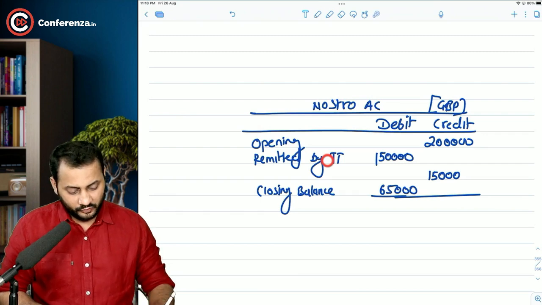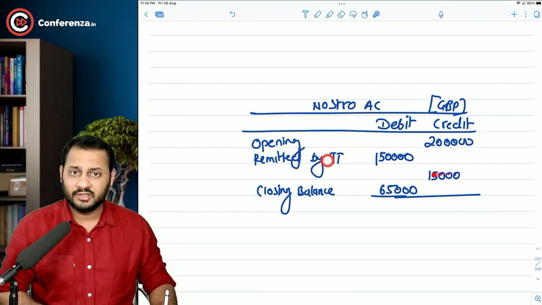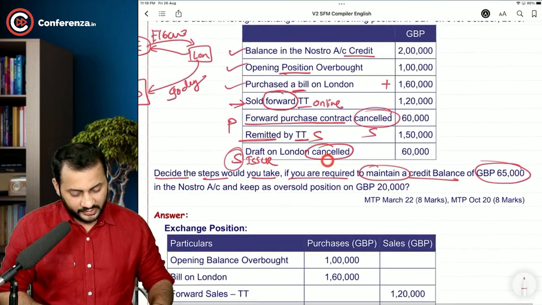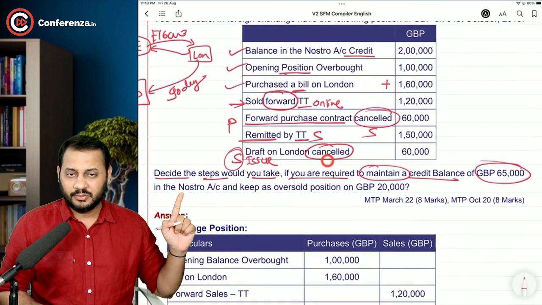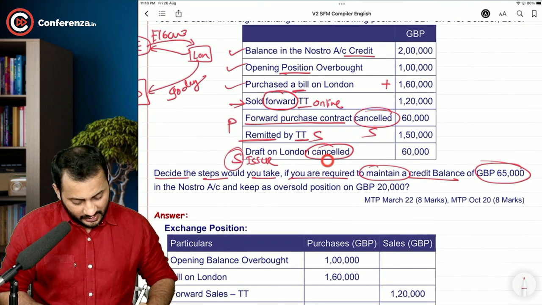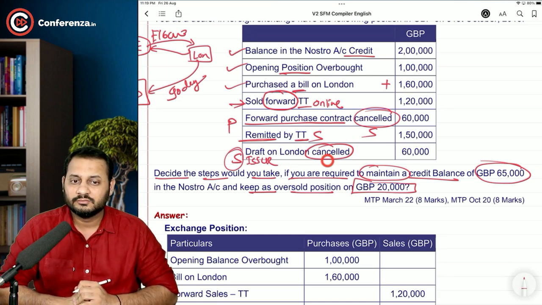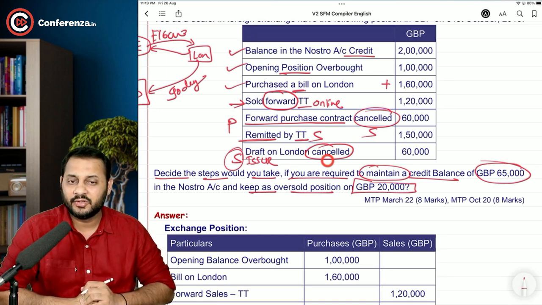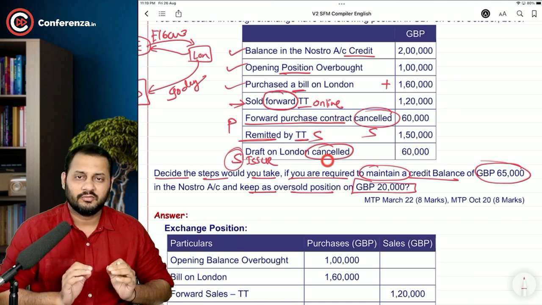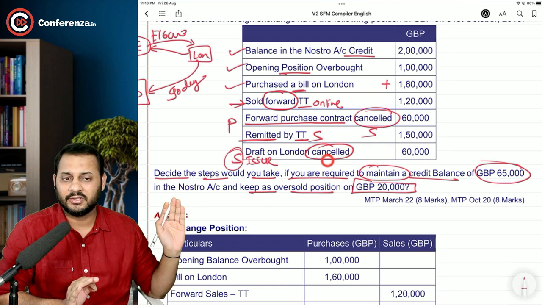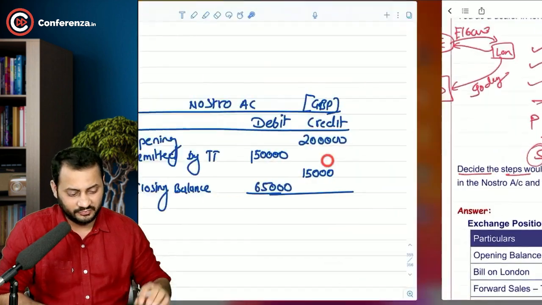Okay. Now the question is asking what step would you take to add 15,000 in this bank account? One more thing: maintain 65,000 GBP in Nostro and keep an oversold position of GBP 20,000. So the oversold position of GBP 20,000 is required. First things first, let's create the balance. Let's make the balance of the Nostro account 65,000.